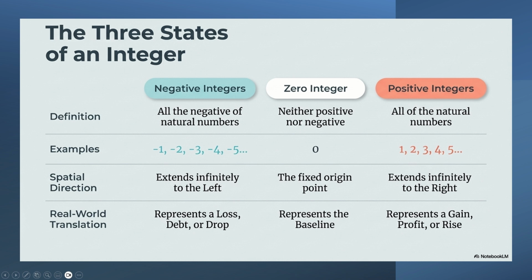Positive integers are all of the whole numbers as well as natural numbers. So it extends infinitely to the right. It represents a gain, a profit or the rise of numbers.